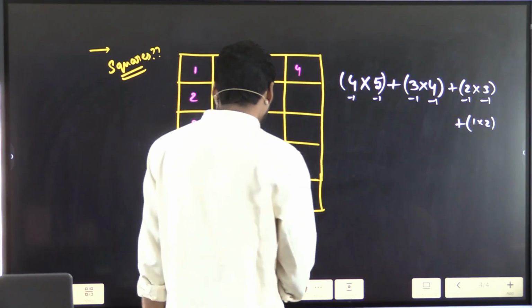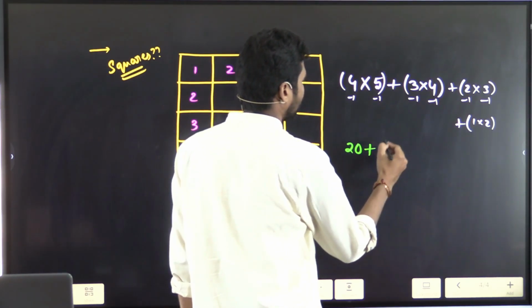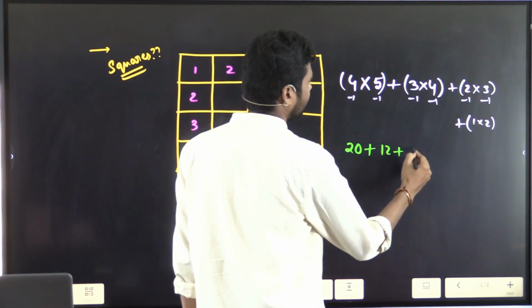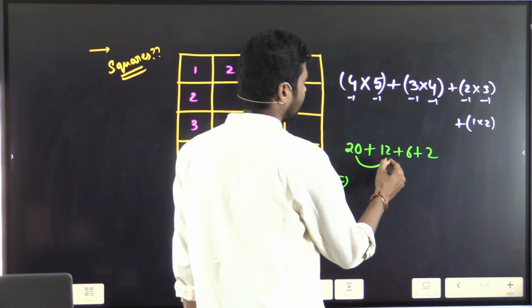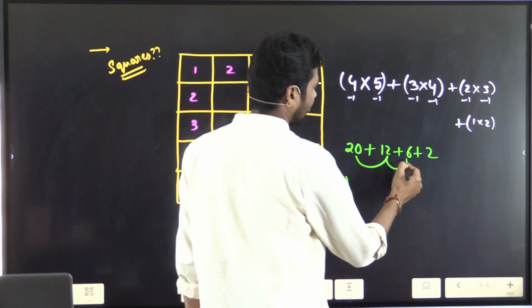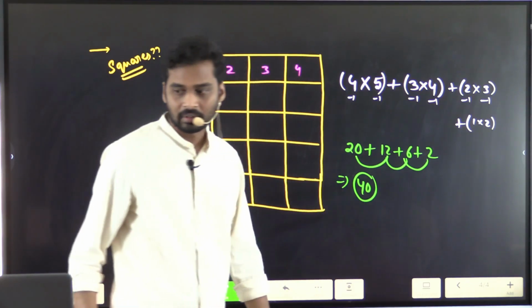Now you tell me the values. 4 into 5 is 20. 3 into 4 is 12. 2 into 3 is 6. 1 into 2 is 2. So 20 plus 12 is 32. 32 plus 6 is 38. 38 plus 2 is 40. So the answer is 40.